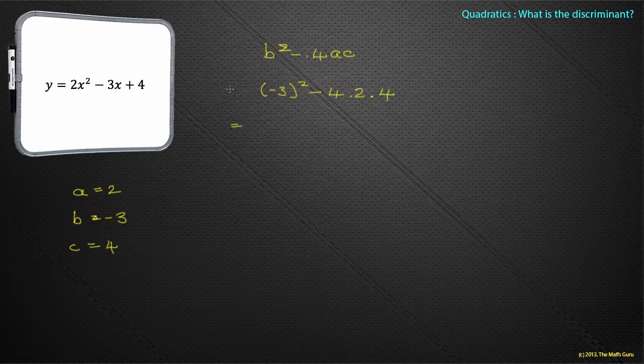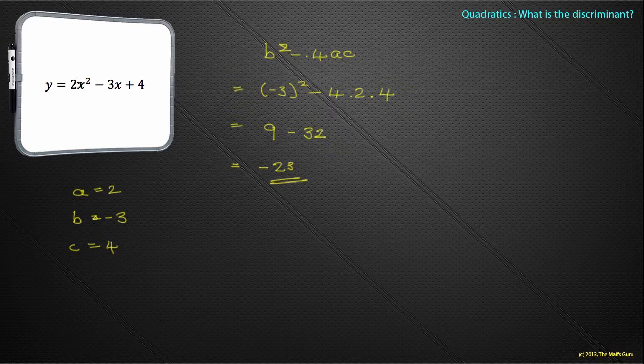So b squared is minus 3 squared, minus 4 times 2 times 4. Pretty sure I can see where this is going. Minus 3 squared is 9. Minus 4 times 2 is minus 8, and minus 8 times 4 is minus 32. And so we get the grand total of minus 23. Not interested in the actual number, but we are interested in the fact that it's less than 0. And so as a result, this quadratic equation will not have any x-intercepts at all.